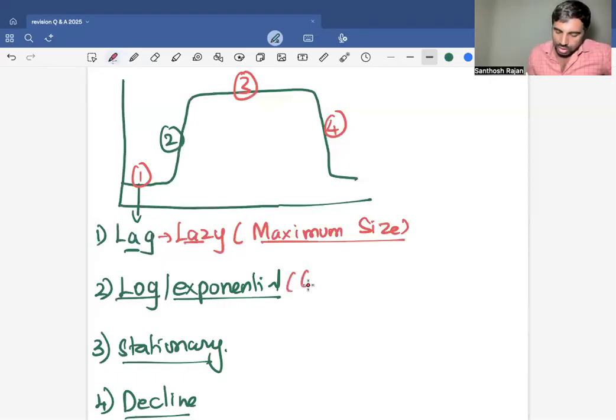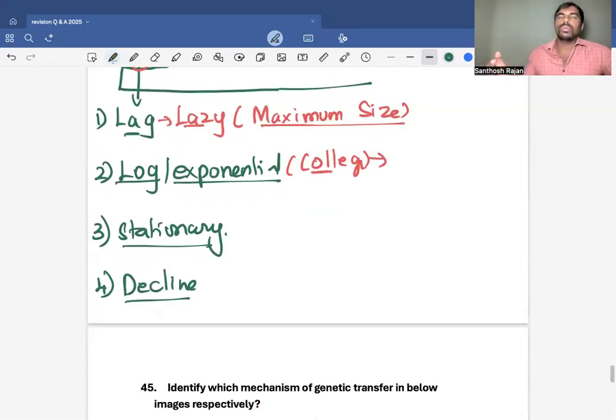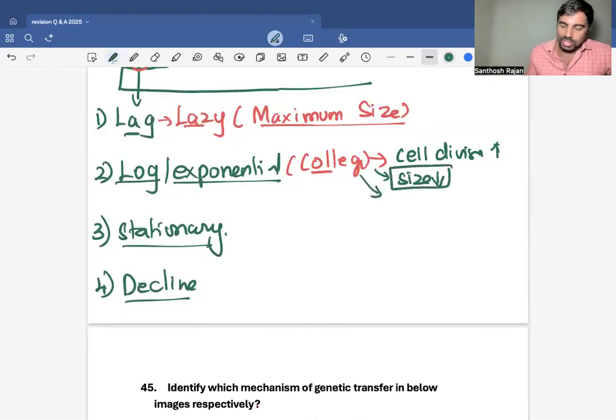Log is like college. Log, college. It sounds very much like college phase. When you go to college, what happens? You have to definitely decrease your weight to impress your boys or girls. You decrease the size. That means in cell division, the bacterial cell size decreases, but the cell multiplication is definitely more. So the size decreases and multiplication increases. The cell division increases, same meaning, nothing else.